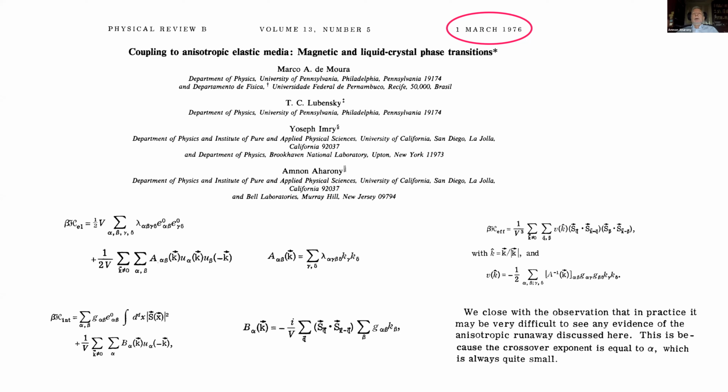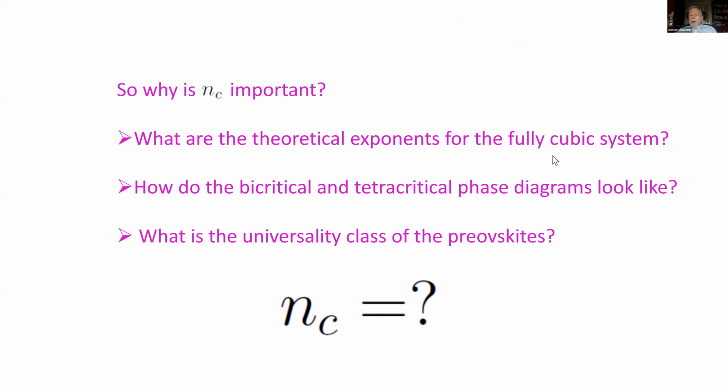In practice, I don't think that to date there has been any evidence experimentally that these terms coming from the fluctuations in the elastic degrees of freedom can actually be observed and can affect the details of the phase transition. So for our purposes, today we'll stay with the theory I described 2 days ago and ignore these fluctuations. So now I'm back to NC. Why is it important? So there are several questions here. What are the theoretical exponents for the fully cubic systems?